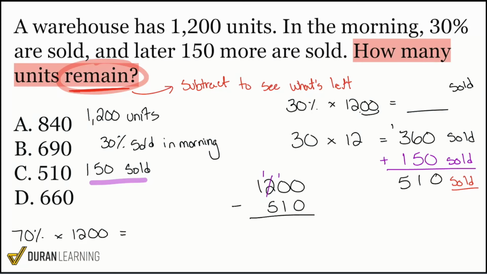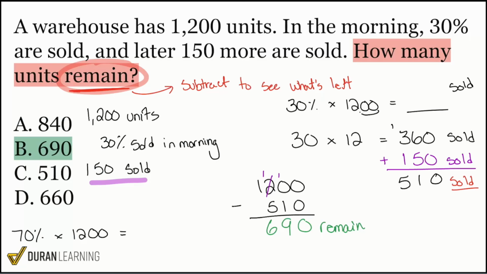So we will end up having 0 minus 0. 10 minus 1 is 9. And then we have 11 minus 5, which is 6. And so everybody, the number of units that remain would end up being 690. 510 is the amount that was sold. 690 would actually be the amount that remains. And so that's the first way we could have gotten that done.